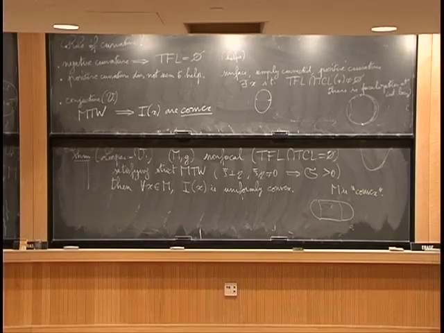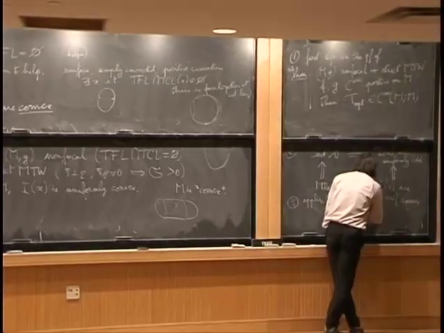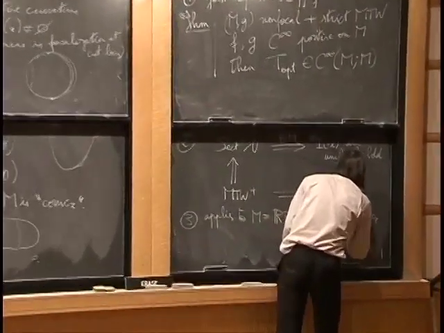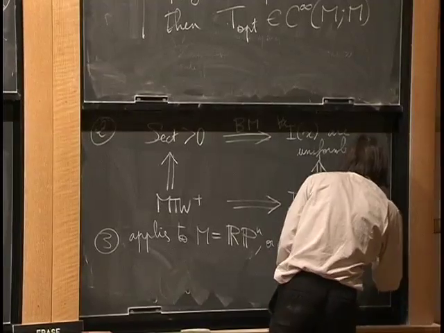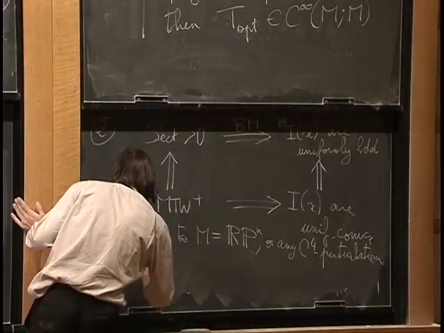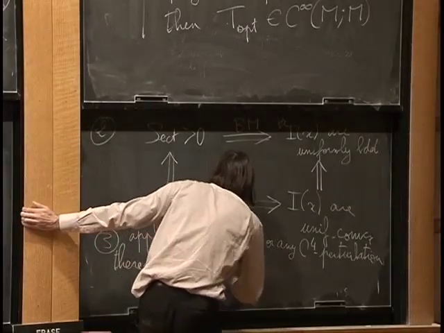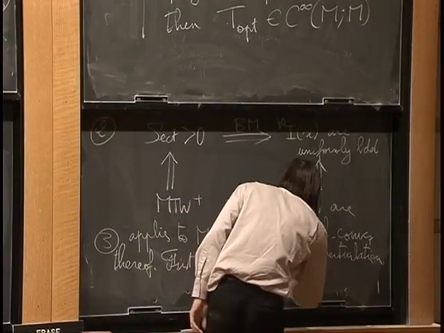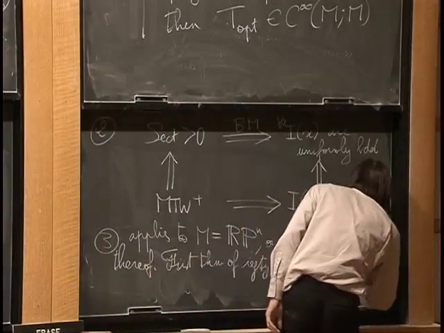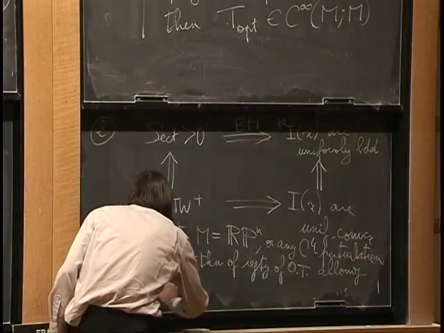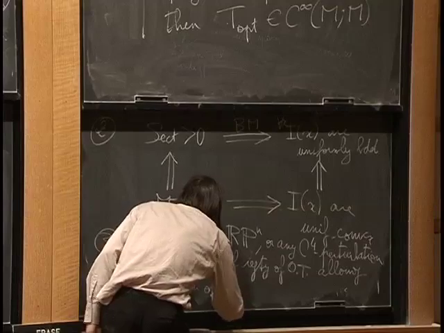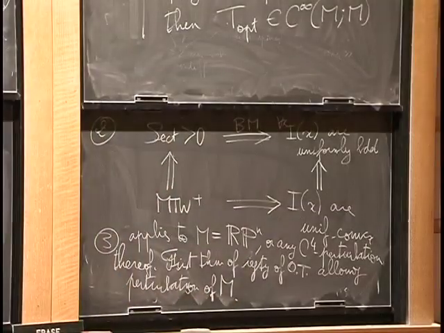So first, an example where it applies: M equals real projective space or any C4 perturbation thereof. In fact, this is the first theorem of regularity of optimal transport allowing perturbation of the manifold. Real projective space is OK.